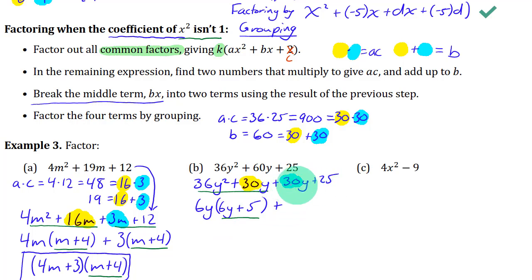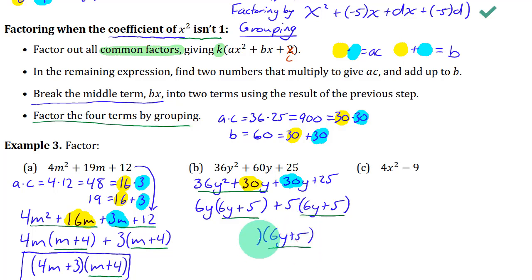And then let's see, what do these have in common? We got 30y and 25. Those both have a factor of 5. Oh, and 30 is 5 times 6. So 5 times 6y makes 30y. 5 times 5 makes 25. So lo and behold, this works out that you can factor this by grouping here. And so I can factor out from these two big terms a 6y plus 5. They each have that common factor of 6y plus 5. And what's left over is 6y plus 5.